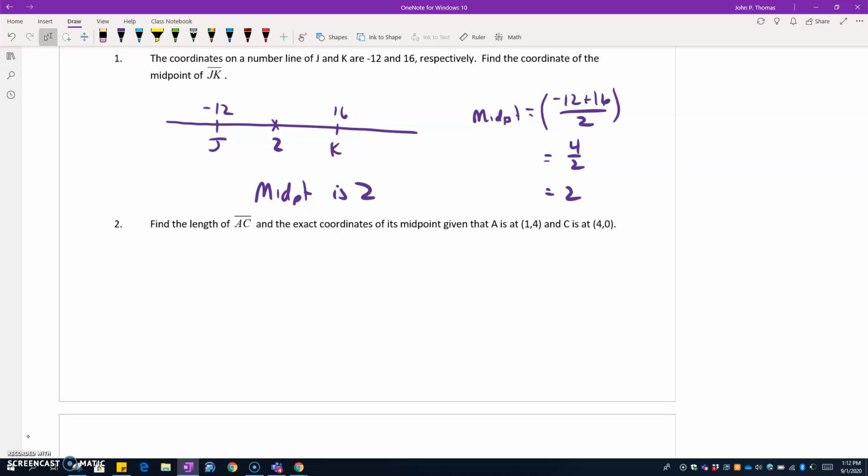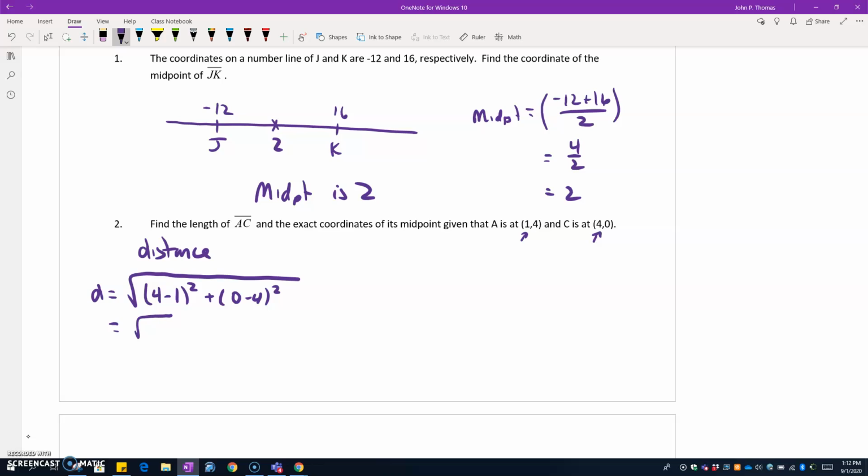Now, if I push on to the next one, it says find the length of AC and the exact coordinates of its midpoint. So we're going to do a distance formula for the length. So distance, we have d equals square root. We're going to take the two x's and subtract them. So 4 minus 1 squared, using the x from this term and the x from this term. Plus, and then we're going to go the y. So the 0 minus 4, quantity squared.